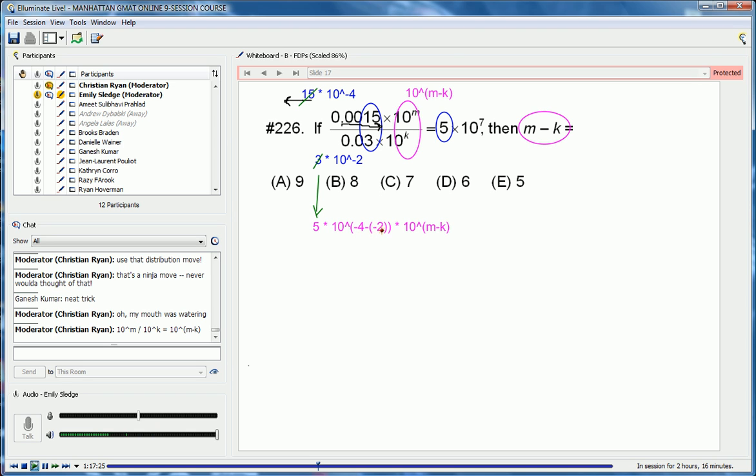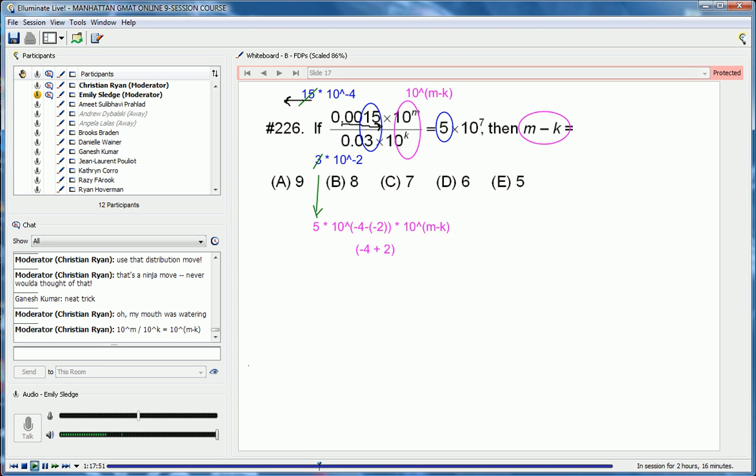So it's minus 4 minus minus 2. And that's something that you have to keep track of. Minus minus 2 is like adding, right? So minus 4 plus 2. And ultimately, we're going to write this whole left side as 5 times 10 to the minus 2 times 10 to the m minus k.